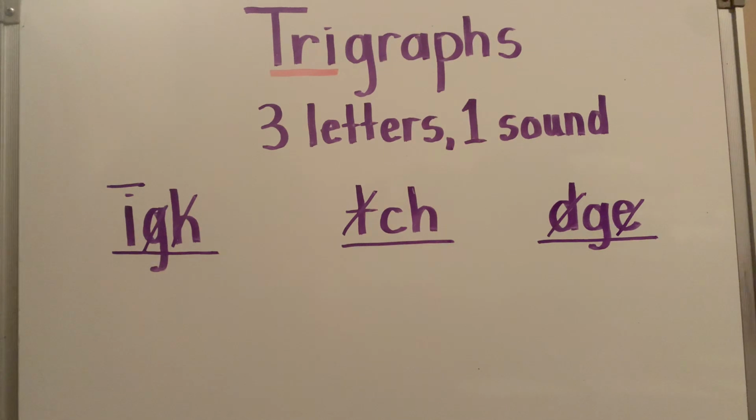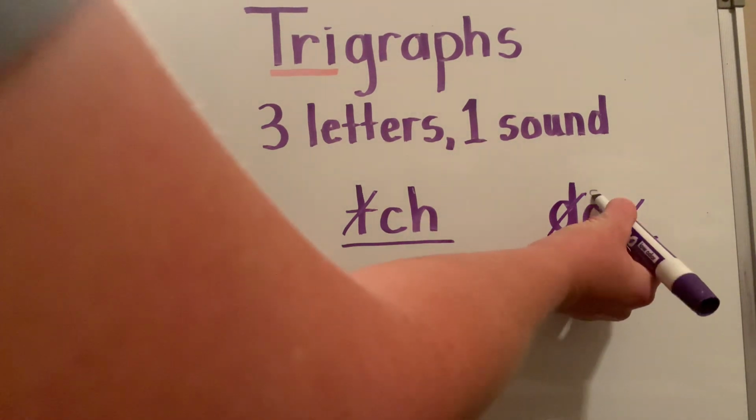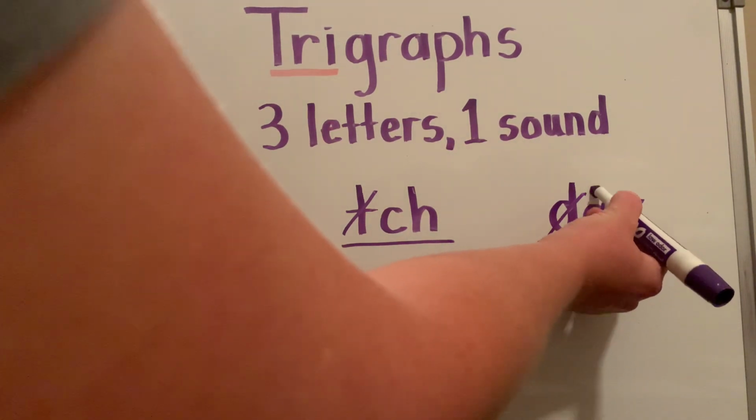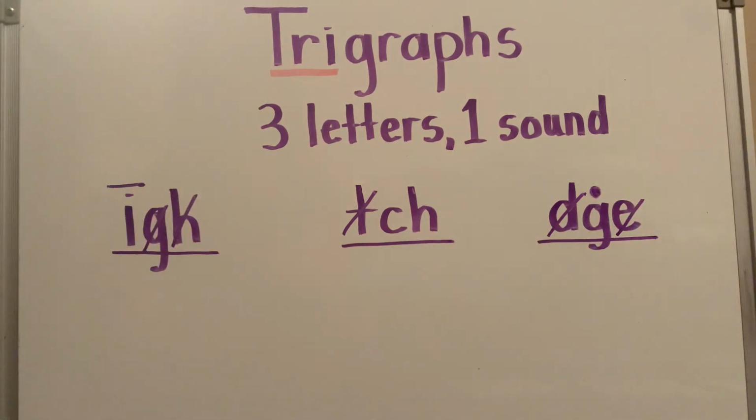So remember, don't forget to put a dot over it. That one is really easy to forget, so I wanted to make sure we pointed that out. That G is making the J sound, so it gets that J dot. It's that soft G, J. And I cross out the E and the D because they're just there to help.